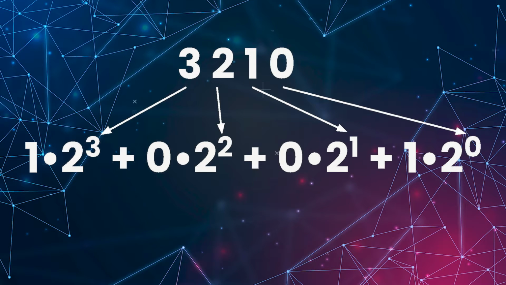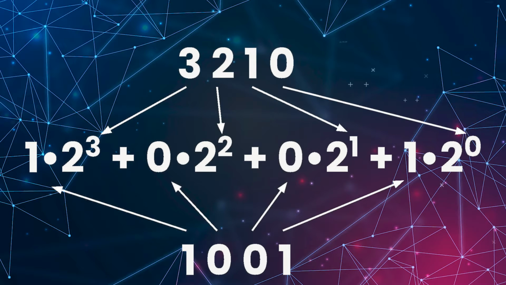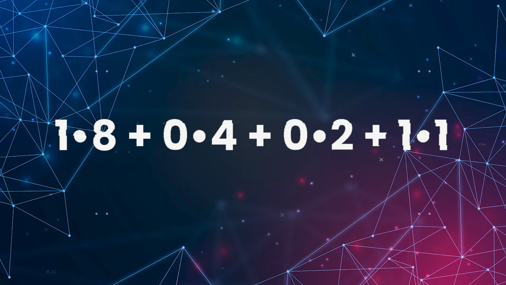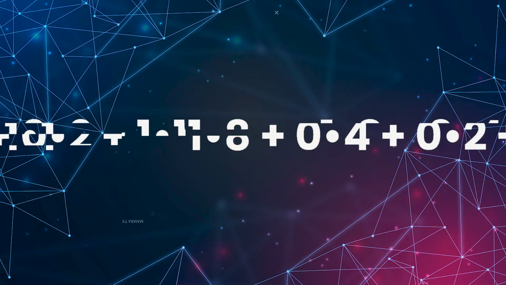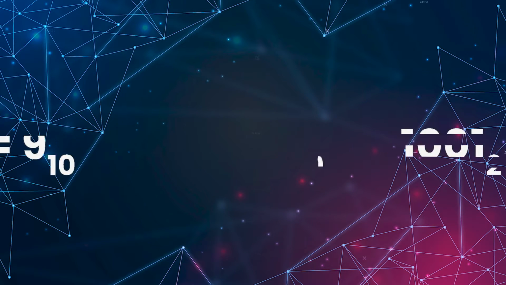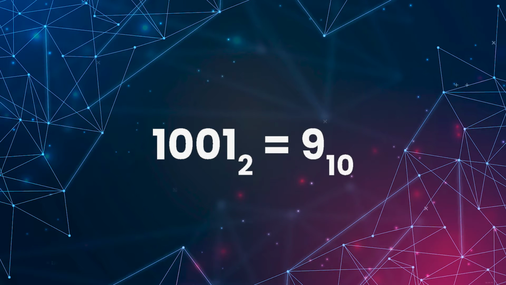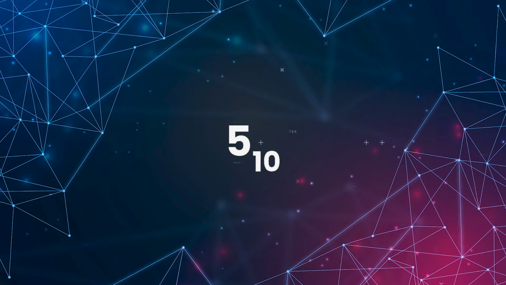Here are our exponents, and these are the digits of our binary number. Converted to simple form, remove all the digits with a 0 multiplier, calculate the sum, and you have just converted a binary to decimal. Let's do the opposite.